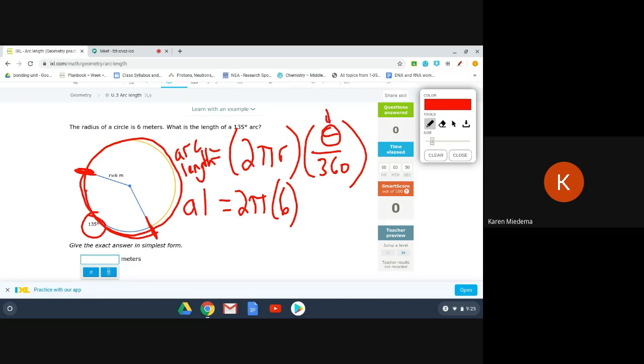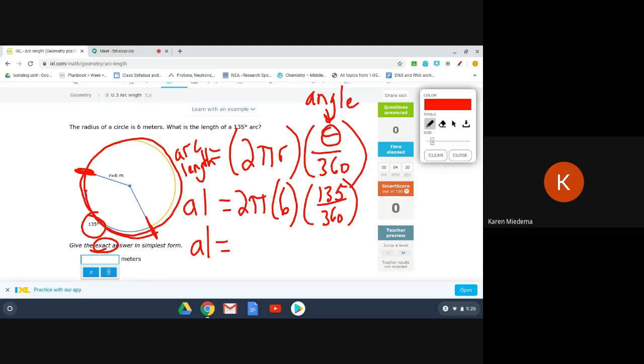And this theta means what angle they gave you. So 135 over 360. Now at this point I could go right to my calculator and type everything in. However, when I look at what the directions say, it says to give the exact answer in simplest form. The exact answer means that they want pi left in the answer. So when I use my calculator, I want to make sure that I don't put pi in initially.